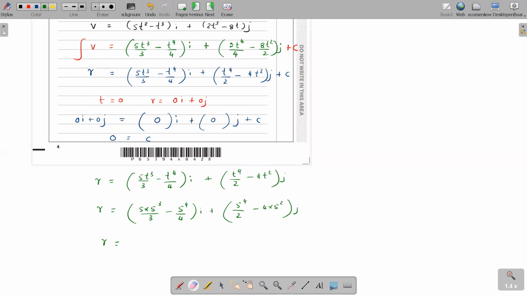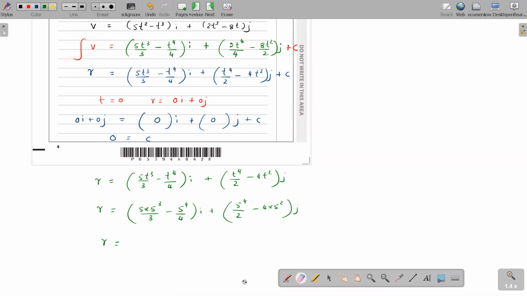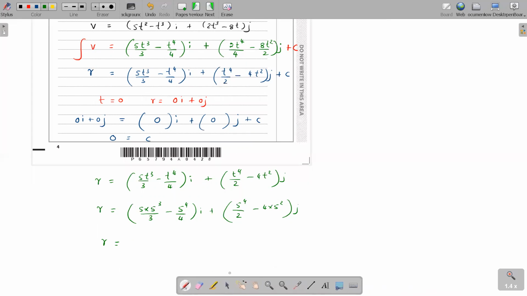Can I have the answer? I want it quickly. 5 into 5 to the power 3 over 3 minus 5 to the power 4. How much is that? 625 over 12, 625 over 12 i, plus the other one: 5 to the power 4 over 2 minus 5 into 4 squared. 5 to the power 4. That is 425 over 2, 425 over 2 j. So this is the position vector when the particle is moving parallel to vector j.